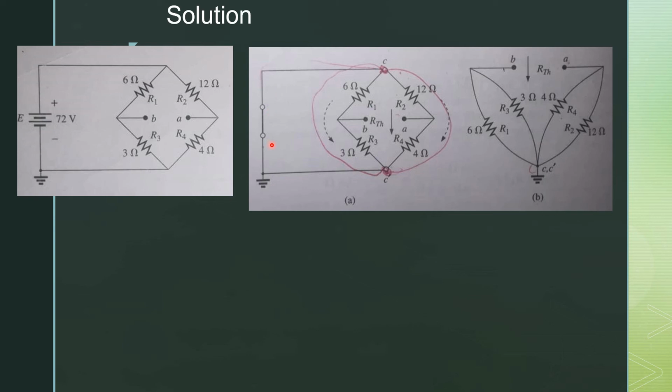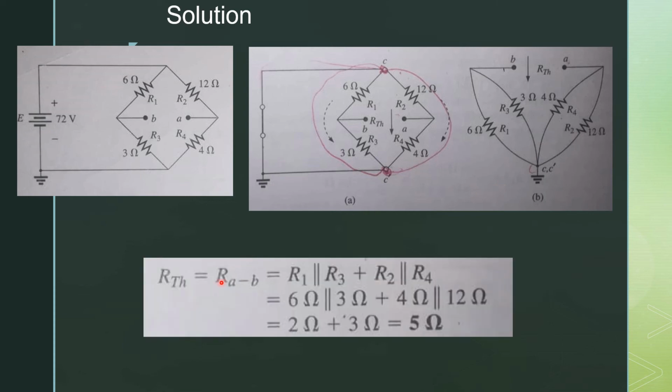Now you can see from the circuit that R1 is basically parallel to R3 and R2 is parallel to R4. When we redraw this circuit, it looks like this. R3 is parallel to R1, R4 is parallel to R2. So R Thevenin, the resistance between A and B, is equal to R1 parallel to R3 plus R2 parallel to R4. When we substitute the values of R1, R3, R2, R4 in the parallel combination, we get the value of R Thevenin, which is equal to 5 ohms.